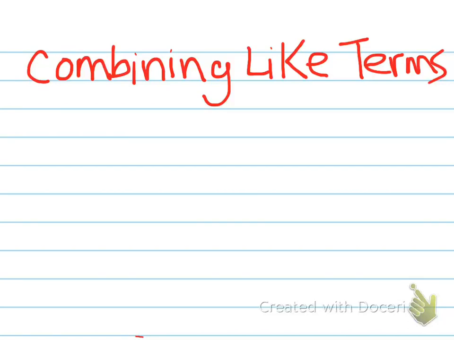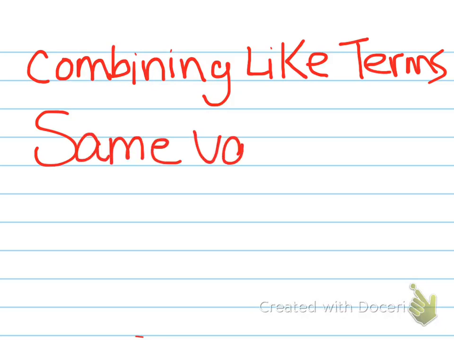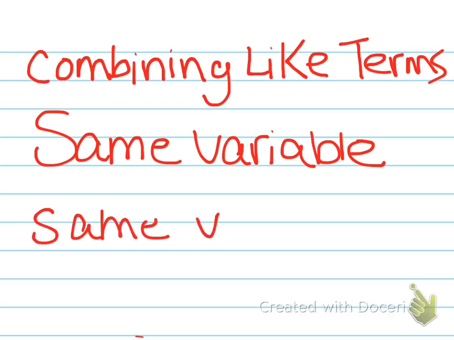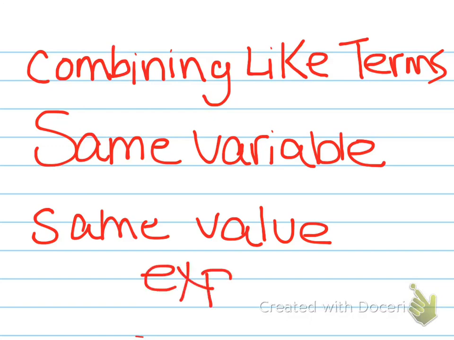Combining like terms is when we can add two or more terms together, but only when they have the same variable and they have the same value exponent. Okay, so to be able to combine two terms together, these two conditions must be true. If not, you can't combine them together.